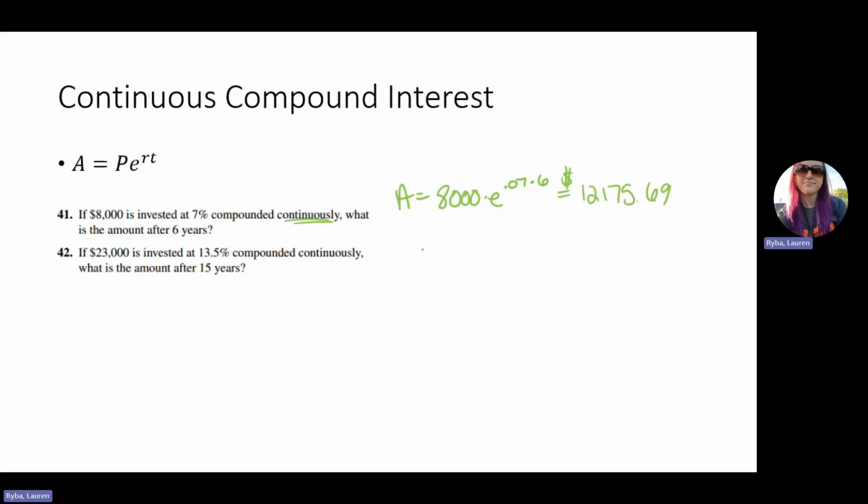$23,000 is invested. So 23,000 is what I invest at 13.5% compounded continuously. So that's my PERT equation. So e to the, let's see, 13.5 is 0.135. And then how much is going to be there after 15 years? So then I'll just raise that to the 0.135 times 15.